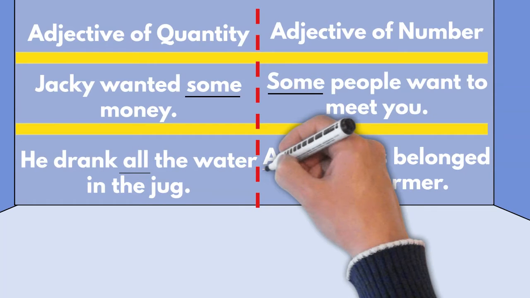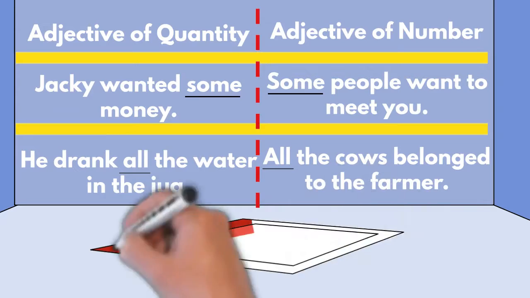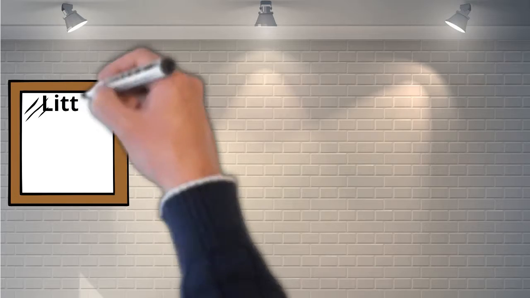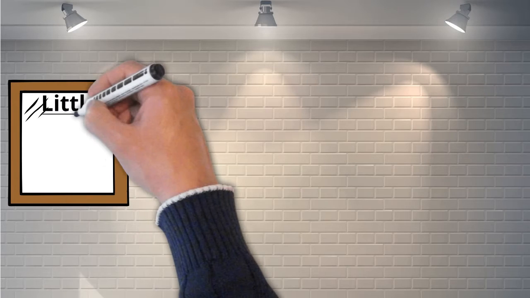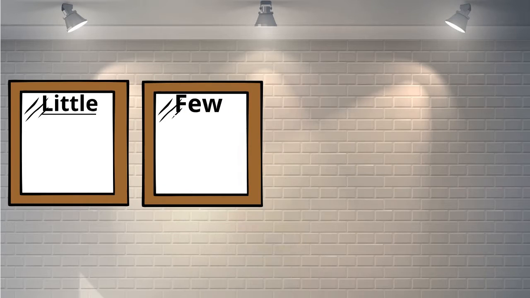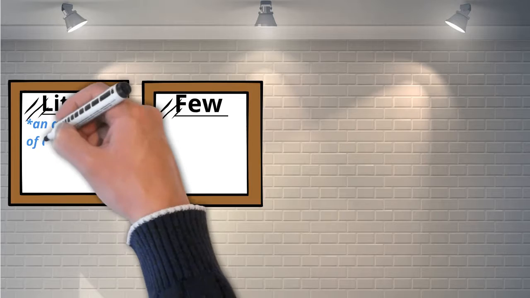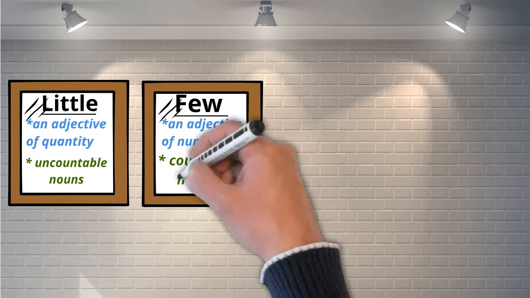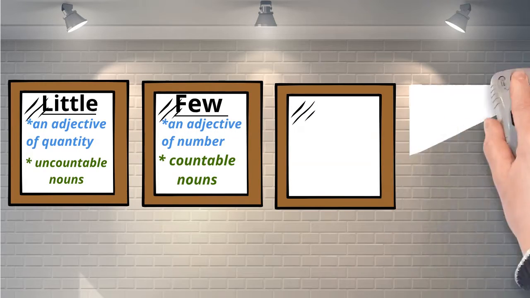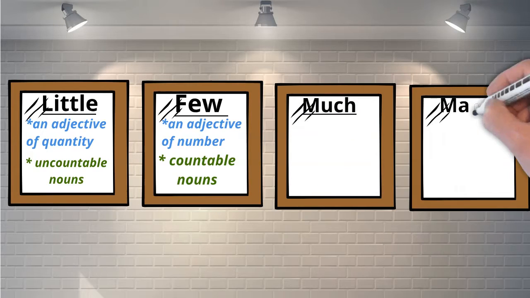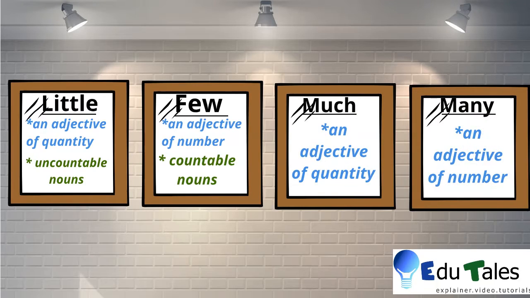Some more differences between adjective of quantity and number which convey the same idea. Little, few. Both little and few convey the same idea, but little is an adjective of quantity whereas few is an adjective of number. Little is used with uncountable nouns. Few is used with countable nouns. Much, many. Much and many also convey the same idea, but much is an adjective of quantity whereas many is an adjective of number.